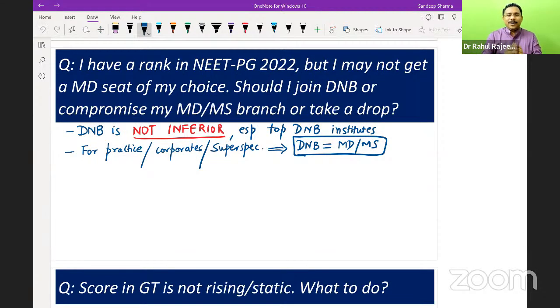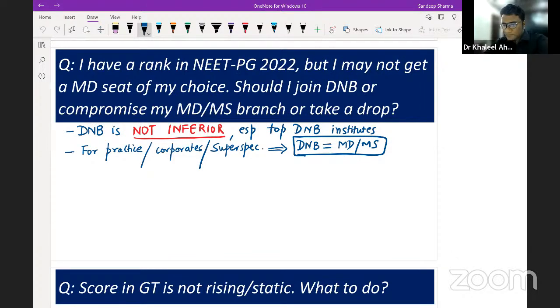But always remember, don't take DNB just for the sake of the branch. If you're getting DNB only in a hospital where exposure is not that good, and say in my subject, medicine, there is no ICU facility available, in that case, please don't take it just for the sake of it. That is what I want to emphasize. But if you're taking DNB, please take it in a good institute.